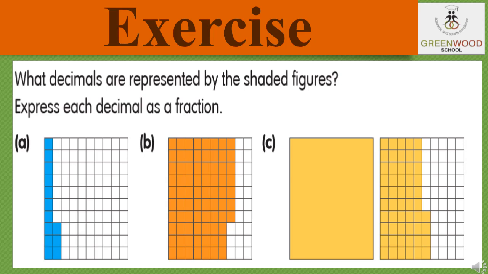Express each decimal as a fraction. Look at first one. There are 100 blocks, 10 rows, 10 columns. That means a 10 cross 10 matrix. Out of which how many are colored? The first column, that means 10 blocks, plus the next 3, that means 13 out of 100 are colored. So we can write it as 13 by 100. Similarly, try to find the second and third one.